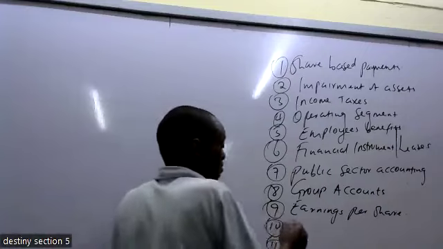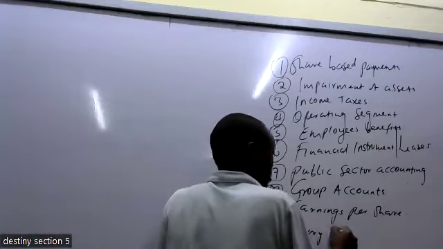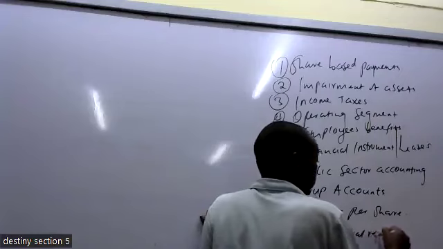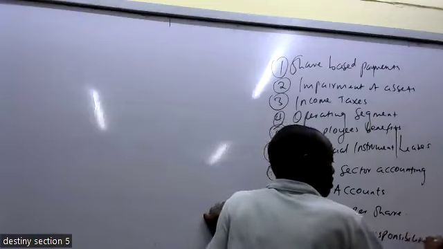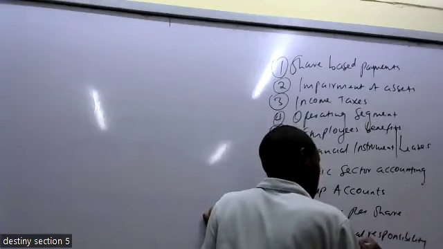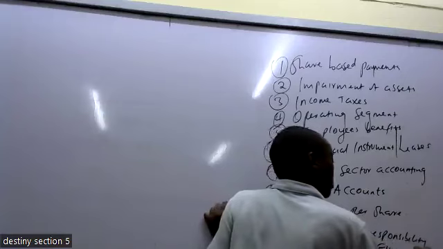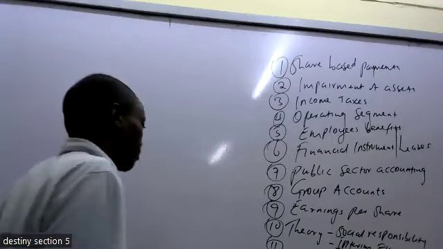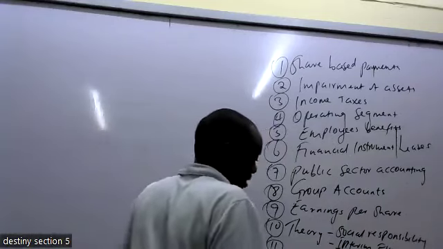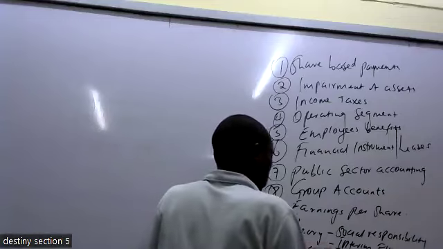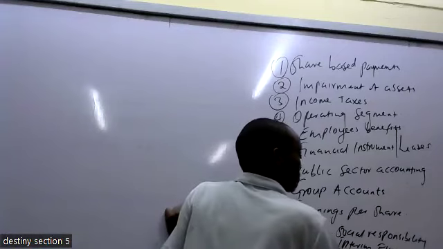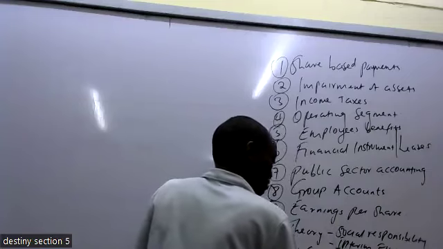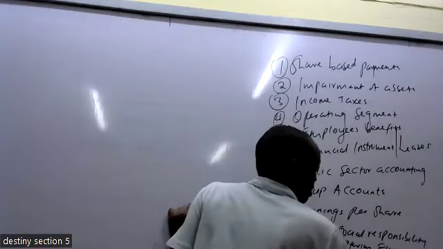Then I'll give you a handout about theory. This is about social responsibility reporting, interim financial reports. That will be represented by a handout. Then inflationary economies. And then the emerging issues. Emerging issues in financial reporting.